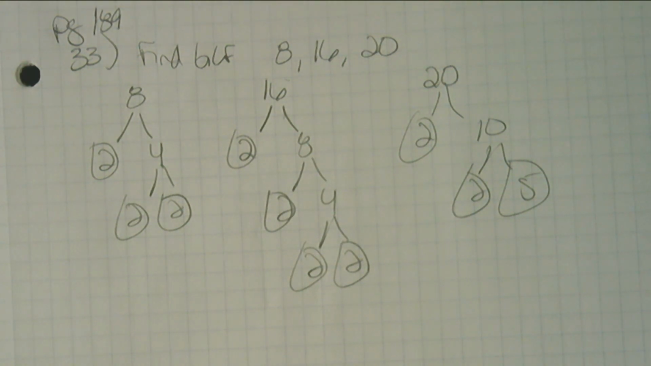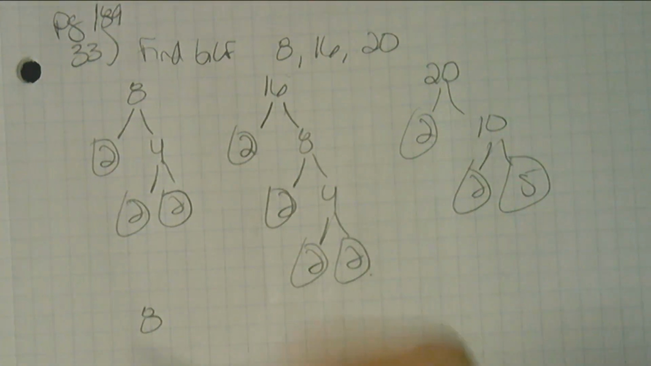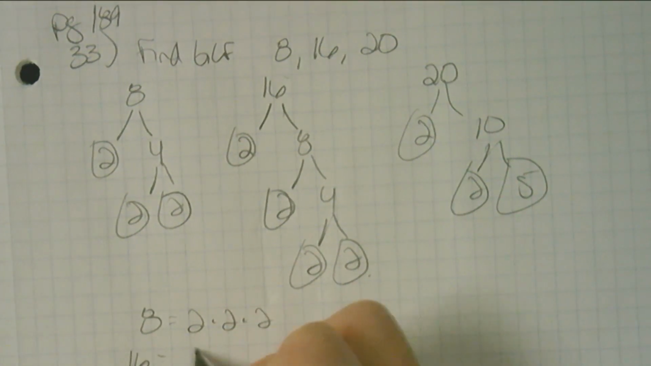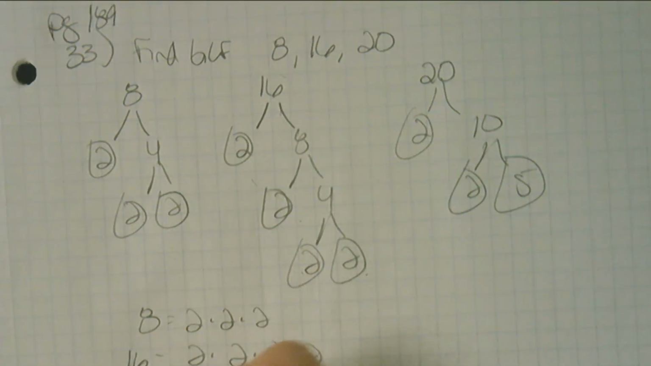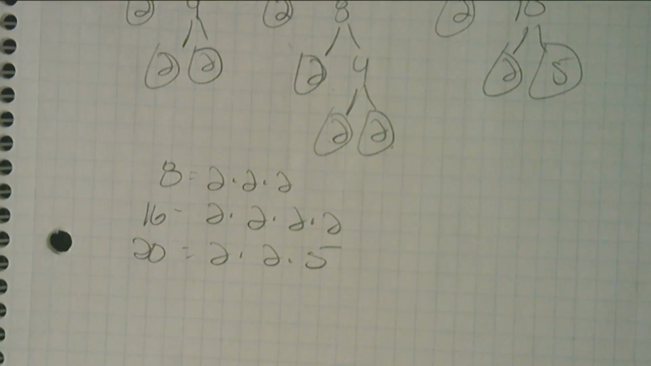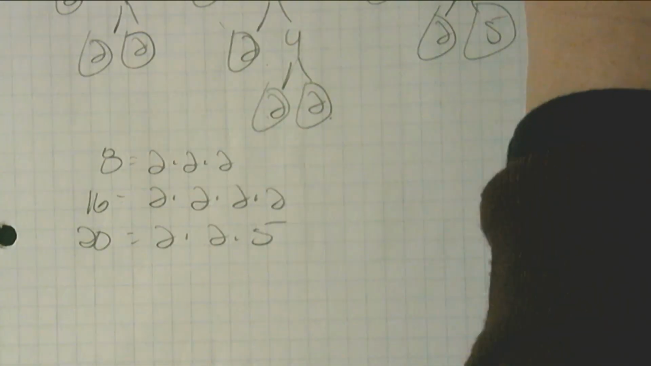All right, so questions on the prime factorization part of this. Okay, so to find the GCF, I'm going to go ahead and list these. So 8 is 2 times 2 times 2. 16 is 2 times 2 times 2 times 2, 1, 2, 3, 4. And then 20 is 2 times 2 times 5.